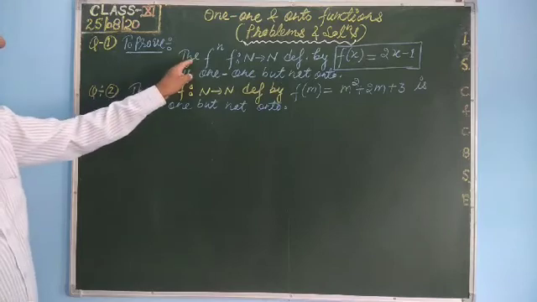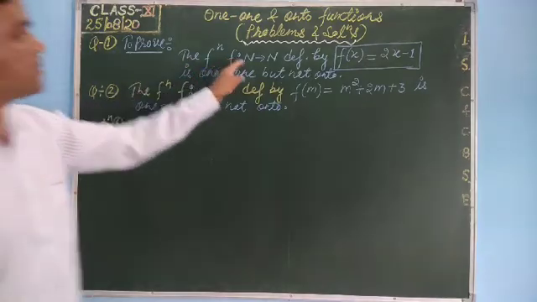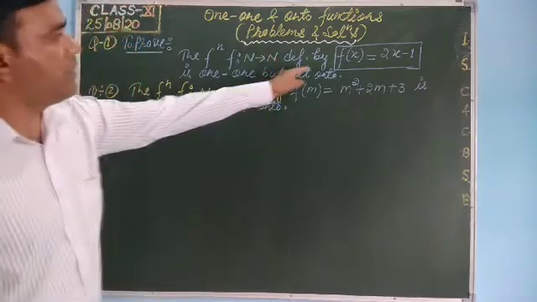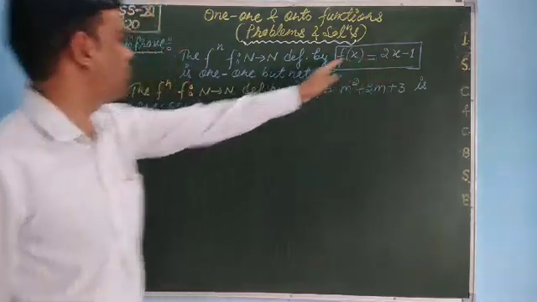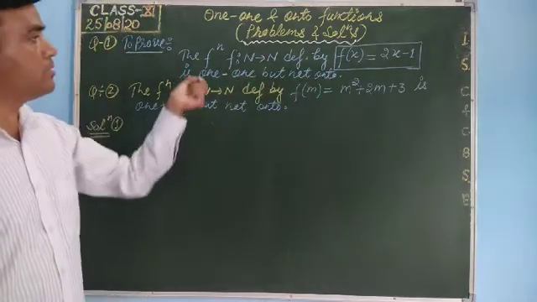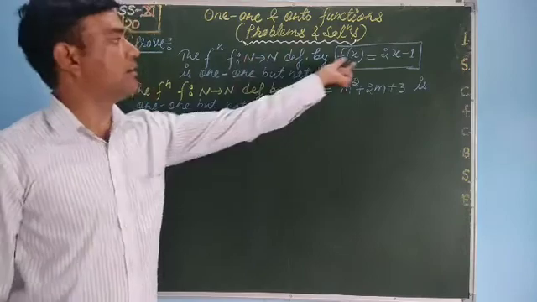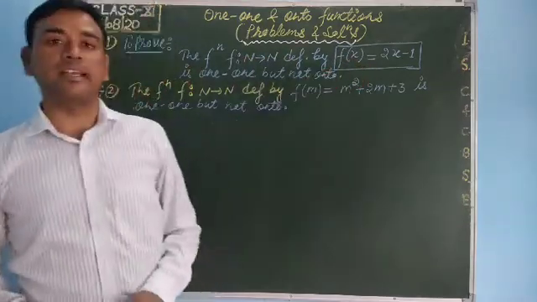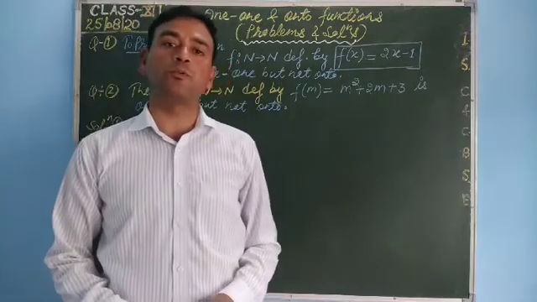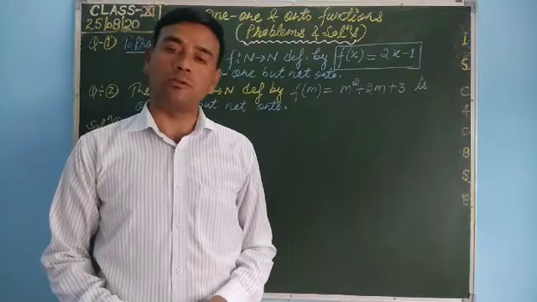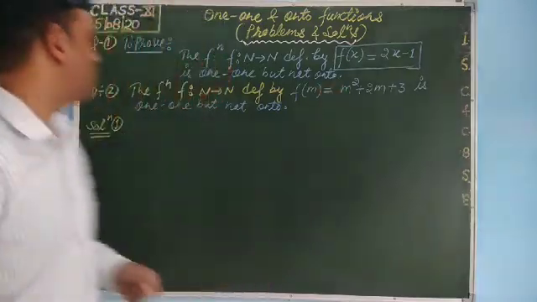First question here is, the function f from N to N defined by f(x) = 2x - 1 is one-one but not onto. It means we have to prove that the given function under the given condition is one-one but not onto. So the question arises here is how mathematically we will prove whether any function is one-one or not, or onto or not. Okay, let's see the solution here.